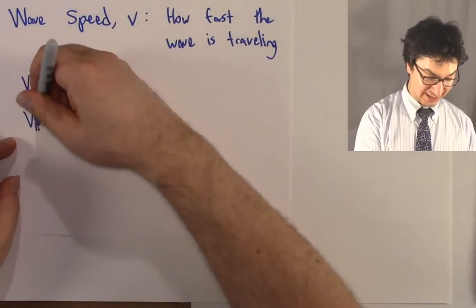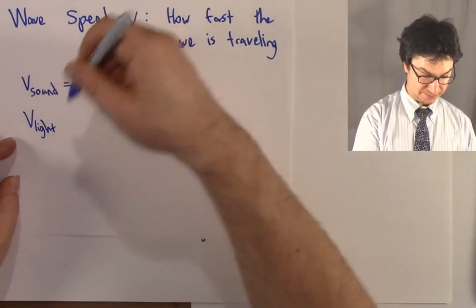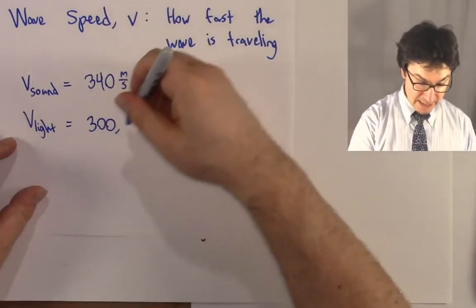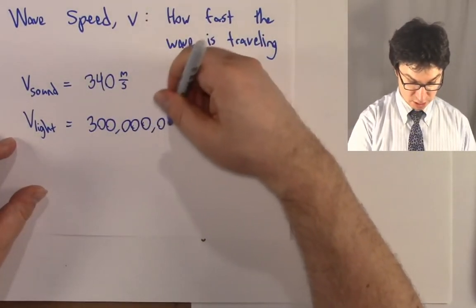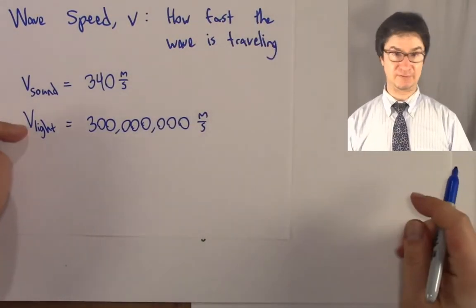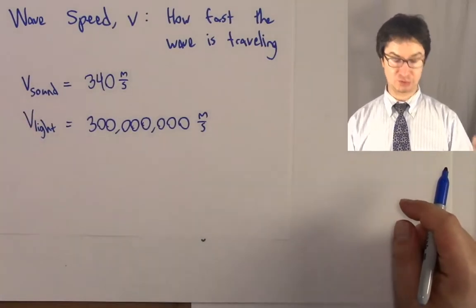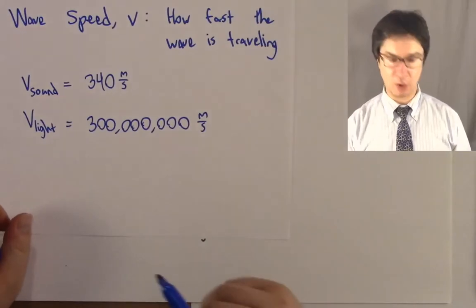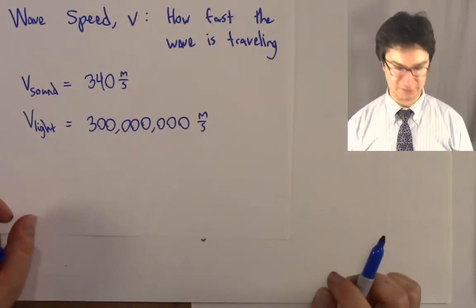Whereas the speed of light is equal to 300 million meters per second. So you can see that they're both waves. Sound and light are both waves, but obviously one travels a lot faster than the other. What I'd like to do now is show you the equation for how to calculate the wave speed.